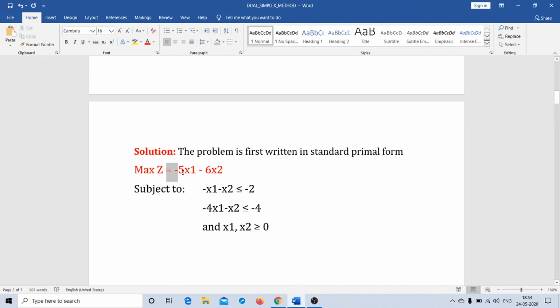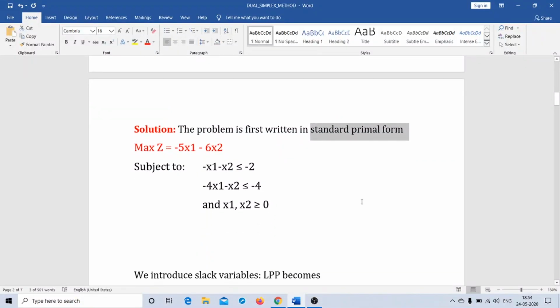So I have maximize z equal to, and subject to, look at these constraints, I have less than or equal to in all the cases. Okay, so the first step is over. I have converted the original LPP into standard primal form. Now let us see the next step.